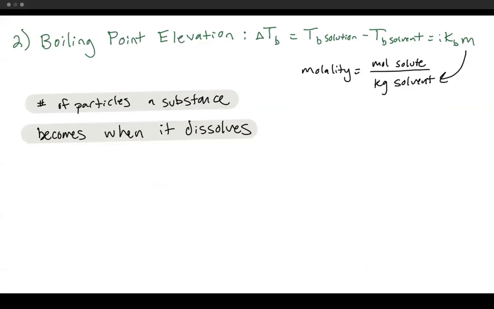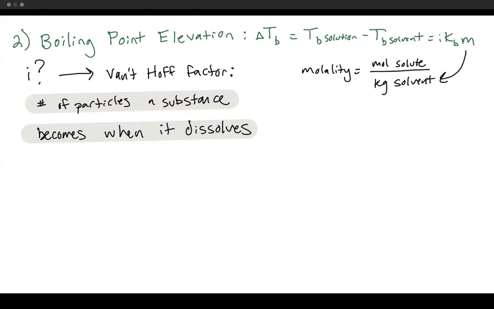When we look at the m there, that stands for molality. Molality is different than molarity. Molality is the moles of our solute over the kilograms of our solvent. If you remember, molarity is moles per liter, but in this case, we have kilograms on the bottom. Now, the real question is, what is i? i is the van 't Hoff factor. It's the number of particles a substance becomes when it dissolves.